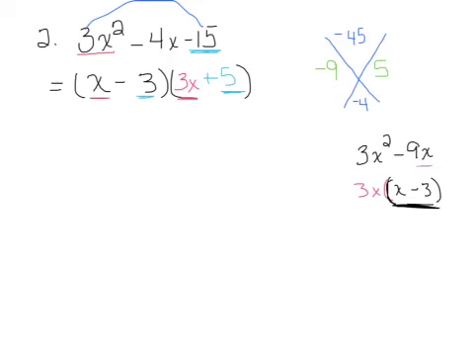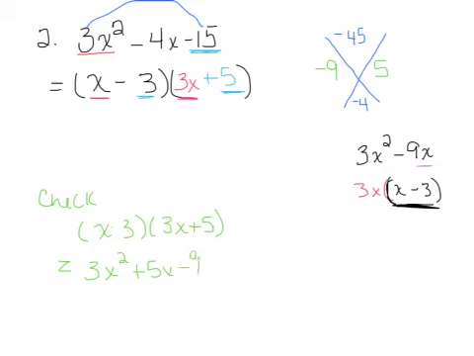So let me see, if I multiplied that out and checked it, is that the right answer? X minus 3 times 3x plus 5. 3x squared, x times 5 is positive 5x. Negative 3 times 3x will be minus 9x. Negative 3 times 5 will be negative 15. So I have 3x squared minus 4x minus 15. Sure enough, it does factor.